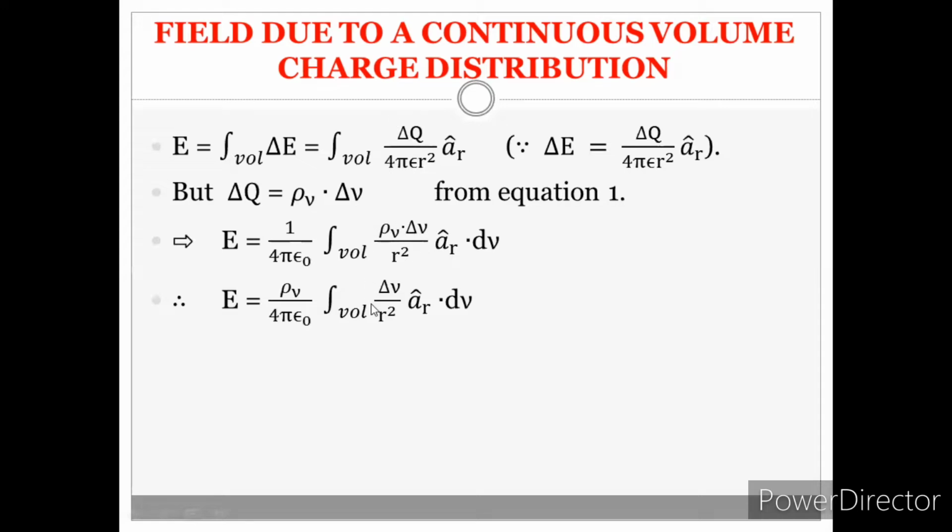Now, since it is integration over the volume, take the other terms outside. So E is equal to the volume integral of rho V by 4 pi epsilon naught, 1 by R square AR dV. This is the electric field intensity due to the continuous volume charge distribution. In the examination, they may ask this.